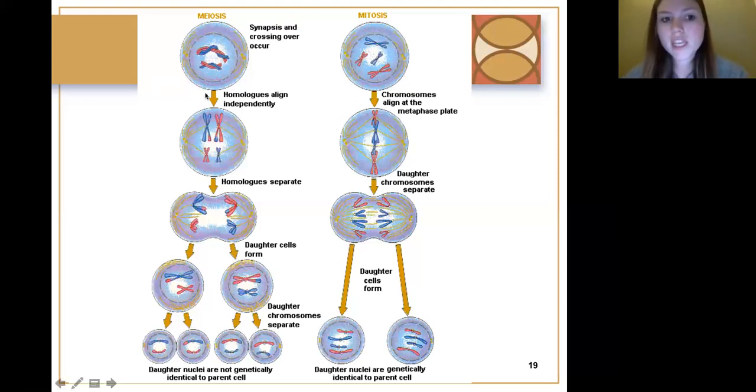In meiosis, you're going to end up with 4, because you end up with these 2 daughter cells right here that look similar to mitosis, but then they go one step further, and those are divided in half again. So you end up with 4 daughter cells that are not genetically identical to the parent cell, because they only have 1 chromosome in each one from each set.